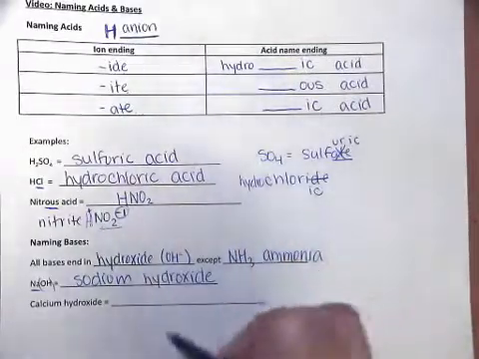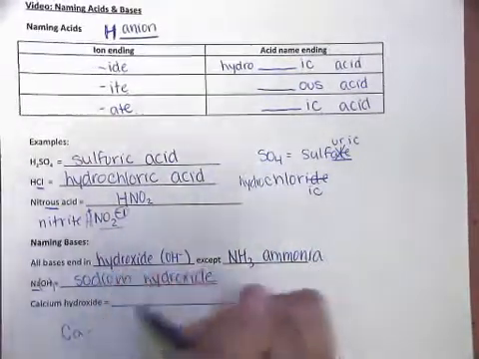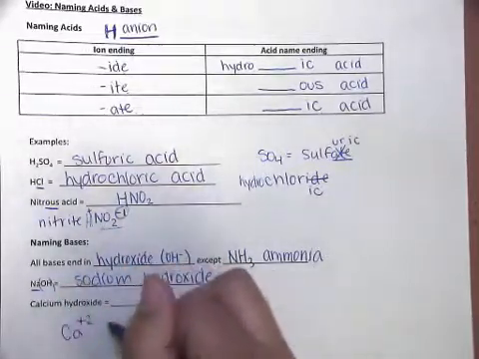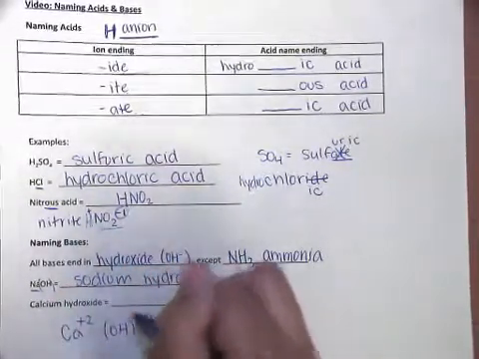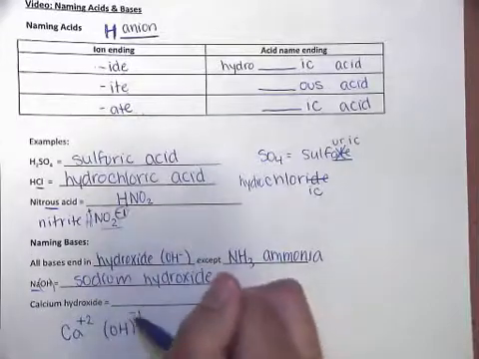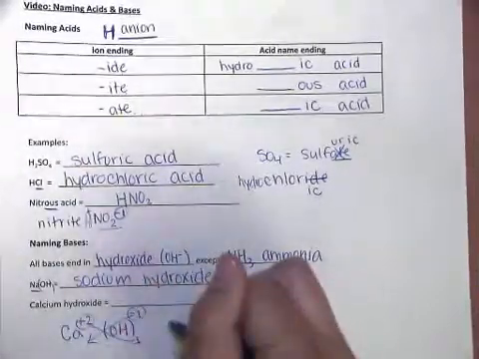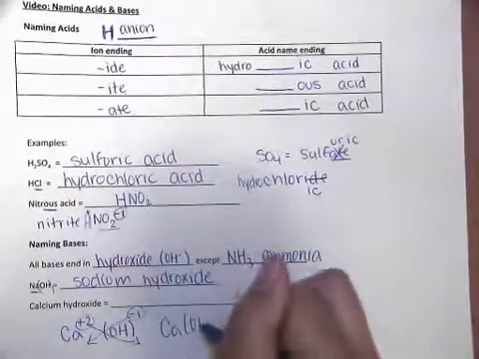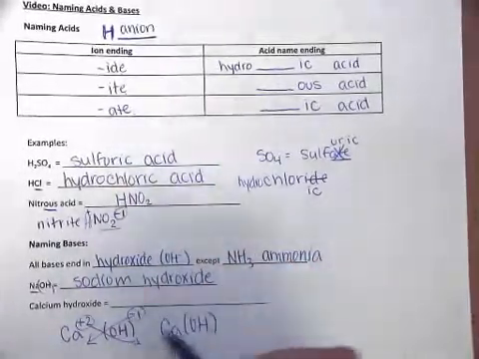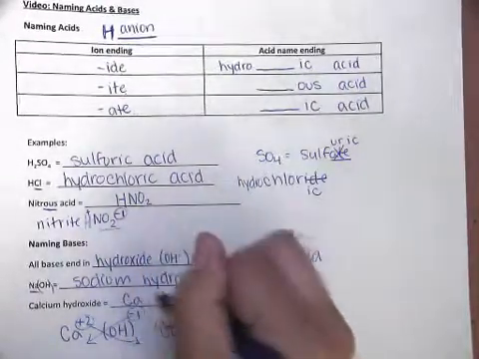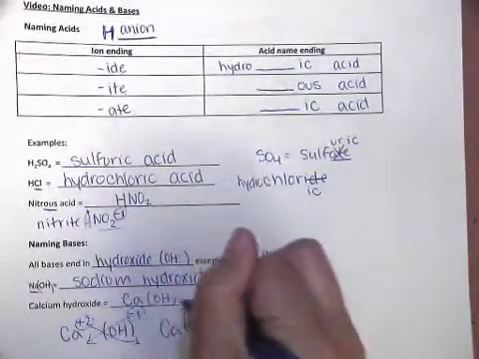Going the opposite direction, I have calcium. Calcium is in group 2, so it's a charge of +2. Hydroxide, OH, has a charge of -1. I crisscross my charges down, so I get Ca(OH) in parentheses because there's a number that comes after it, 2. So calcium hydroxide is Ca(OH)2.